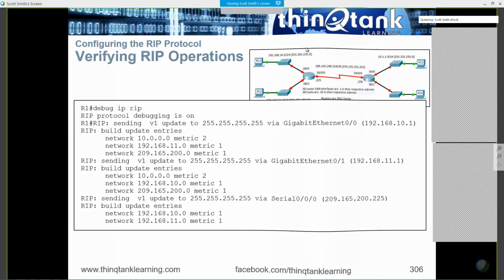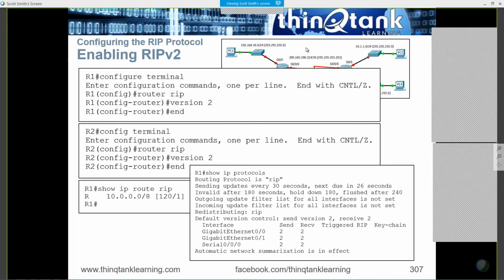All right. Well, let's go ahead and switch to RIP version 2. I think it's pretty self-explanatory what we're doing here. We're not running RIP version 1 anymore. We're going to run RIP version 2. So you go into router RIP and you type version 2. Let's go ahead and do that on both routers.